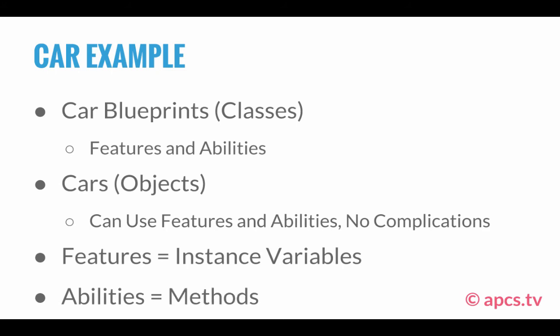So the features of the car in this case represent instance variables. They're like the adjectives. And then the abilities represent the methods, or the verbs. This is an example of a car where we can see that the car blueprint, or the class, contains all of the implementation and the complicated stuff. And the car, or the object, simply has all the features and abilities but doesn't know anything about what's internally going on.